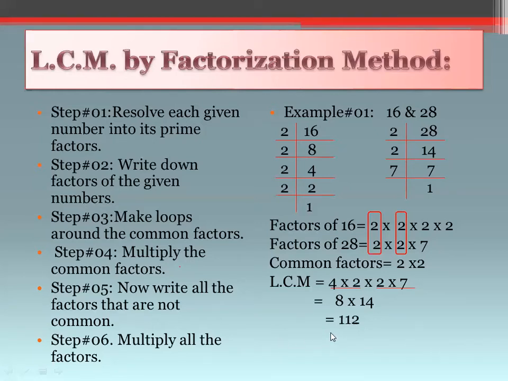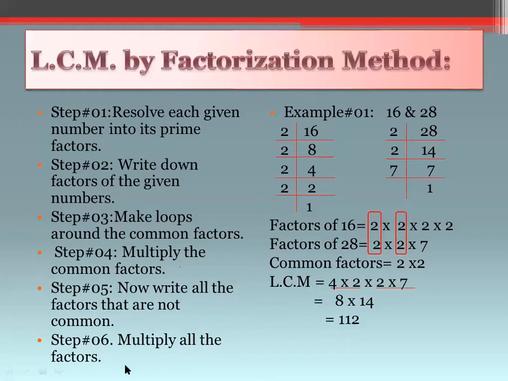This method is very simple, but what is the difference between the GCD and LCM factorization methods? In the LCM factorization method, you have to first multiply all the common factors and then multiply the remaining uncommon factors. So you have to multiply all the factors here. And after that, you will get the answer, that is 112.